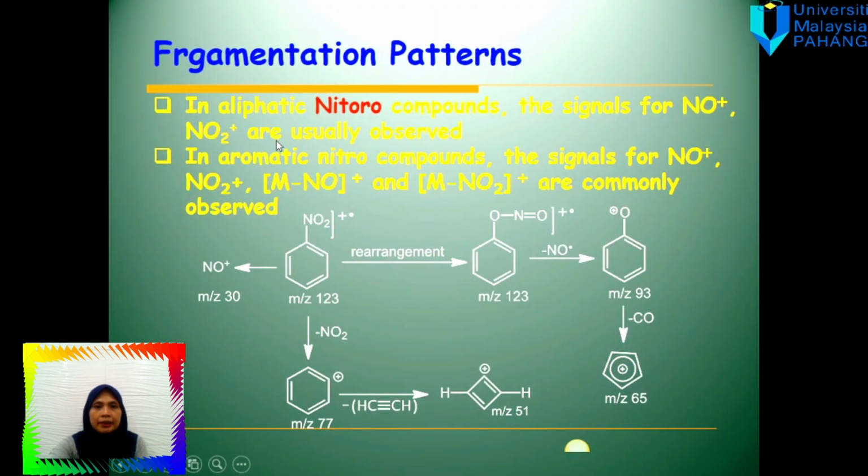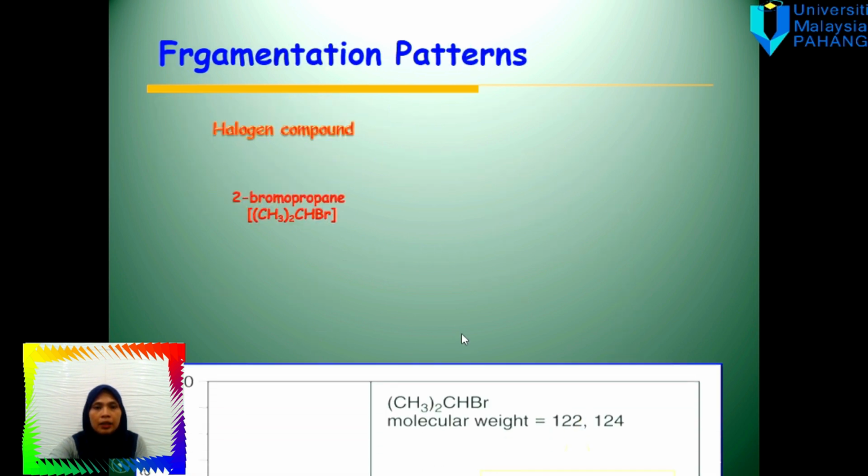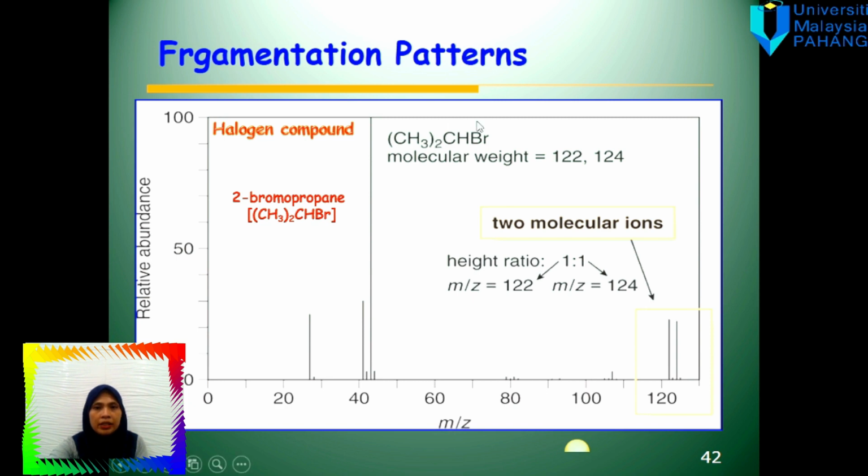The next fragmentation pattern, other than the carbonyl group, is for halogen and nitro compounds. The first, if nitro, it tends to lose NO2 or NO. So it's a common loss, and if it is a benzylic ion, it will form this C4 cation. And for bromine also, it tends to lose bromine. If there is any halogen, it tends to lose the halogen first, followed by all the alkyl groups in the organic compound.